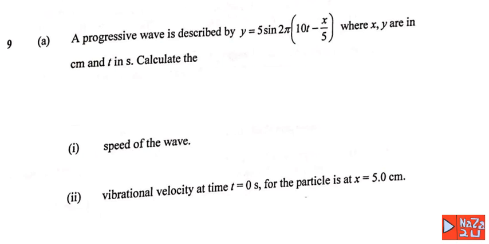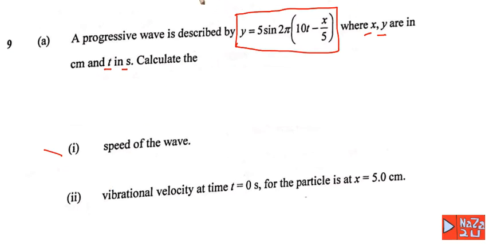Question number 9. A progressive wave is described by the equation y equals 5 sin 2π(10t − x/5), where x and y are in centimeters and t is in seconds. Calculate the speed of the wave.